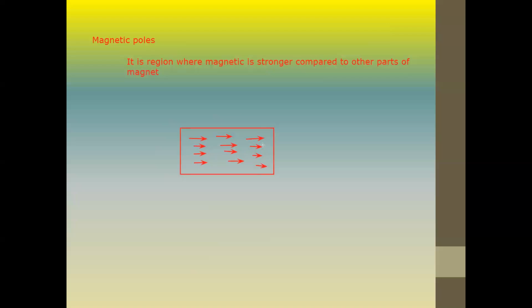So this material, because the domains are arranged, we call it a magnetic material. But even within this material, you will find a region, two places where the magnetic field is much stronger as compared to any other part. If one of the poles we call north, then the opposite will be south. So if one pole is known as the north, the other one is known as the south.